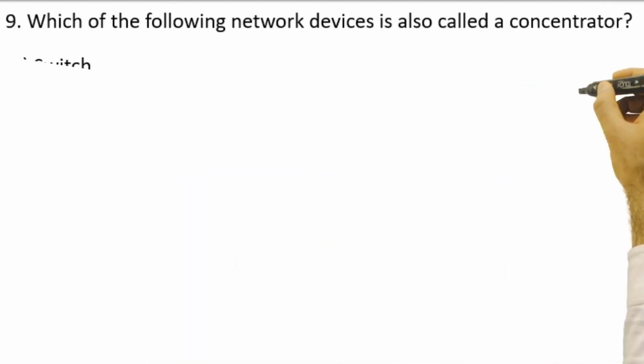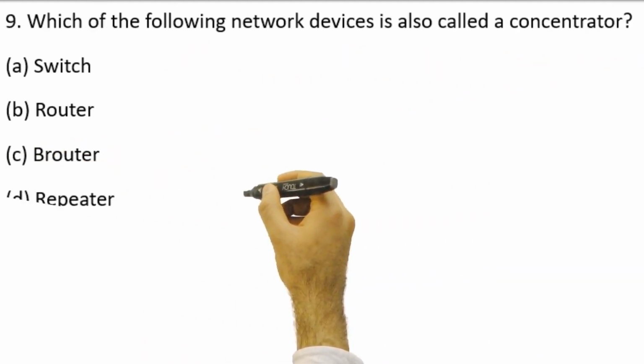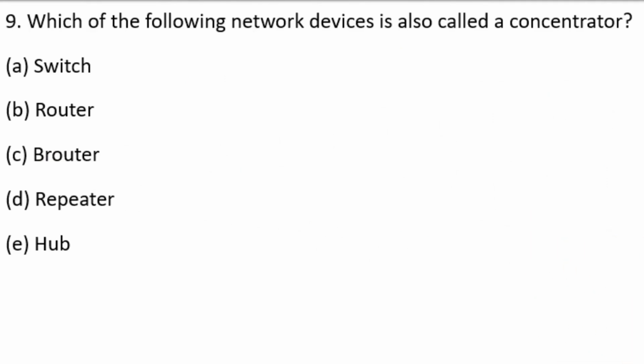Which of the following network devices is also called a concentrator? A. Switch. B. Router. C. Router. D. Repeater. A. Hub. Answer is A. A hub contains several ports for connecting multiple computers to form a small network. A simple hub is also called a concentrator.